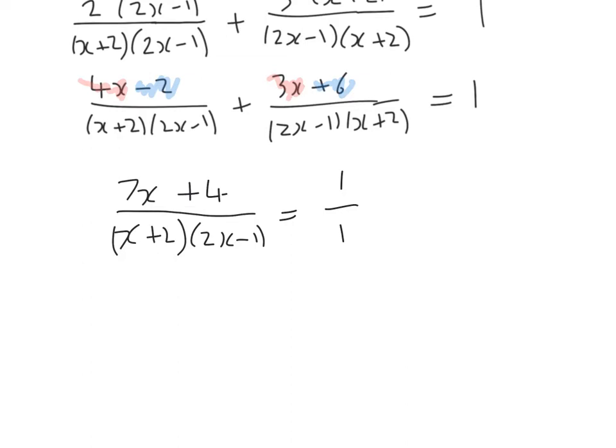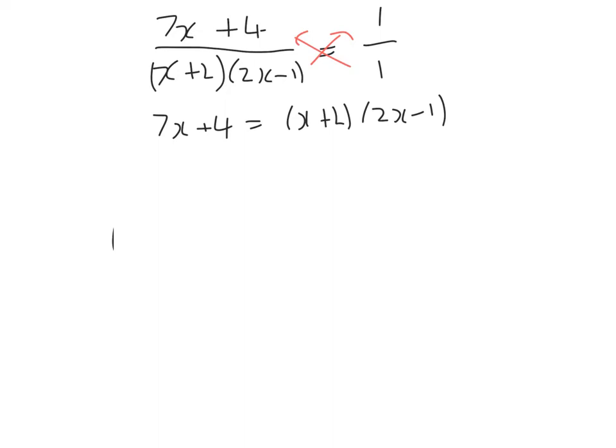Because we've got a fraction equaling a fraction, that's when you can cross multiply. So 1 times 7x plus 4 is 7x plus 4, and 1 times that denominator will simply be that denominator. I would then want to expand out the denominator to solve this equation. So we have 7x plus 4 equals, and then x times 2x is 2x squared. X times minus 1 is minus x. 2 times 2x is 4x. And 2 times minus 1 is minus 2.